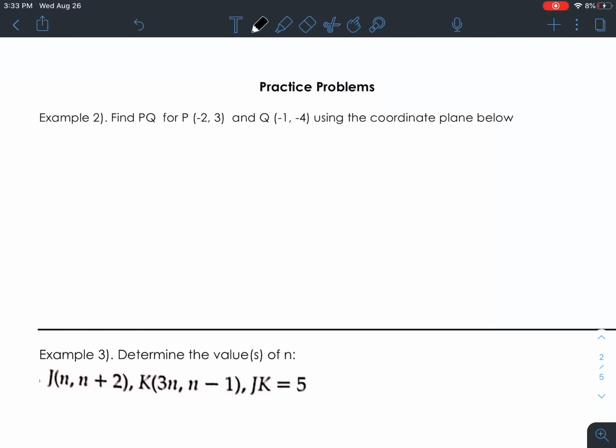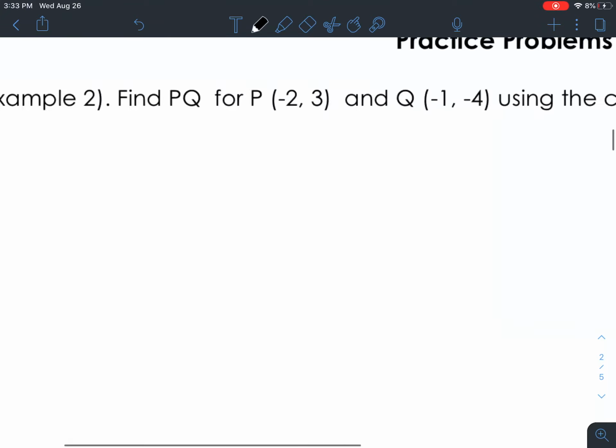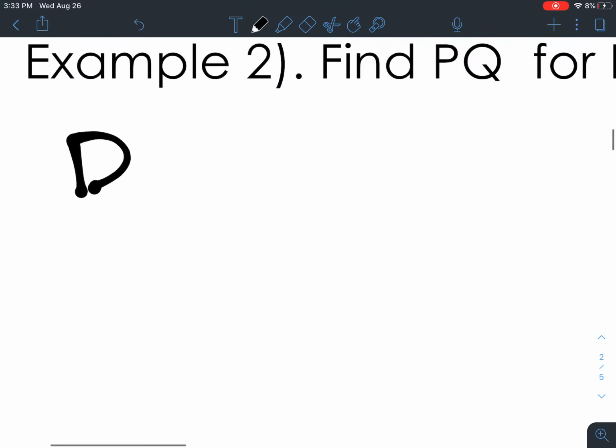All right, so I hope you had some time to try example 2 on your own. It was very similar to what we did in the last question, okay? But let's go ahead and go through this. So what I'm going to do is write down my distance formula.